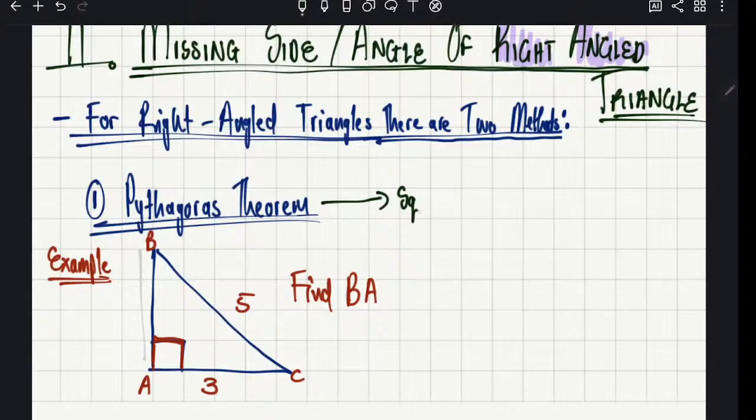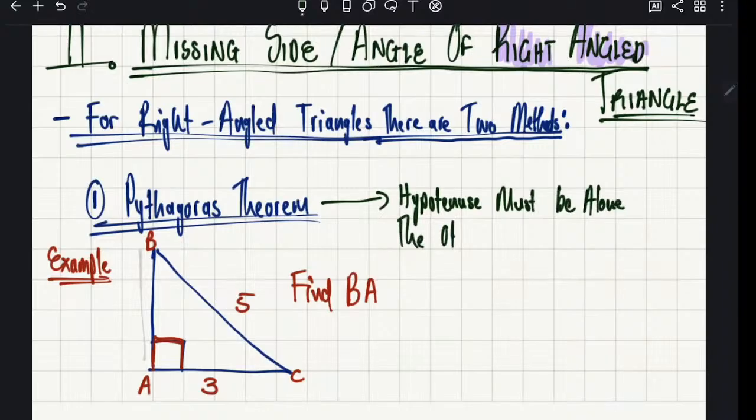Number 1, square all sides. Okay, let's start with like this. Hypotenuse must be alone. Okay, you should meet these 3 conditions if you're doing Pythagoras theorem. Hypotenuse must be alone.